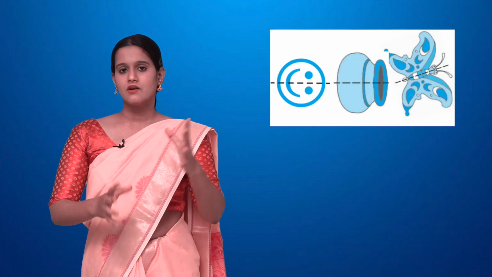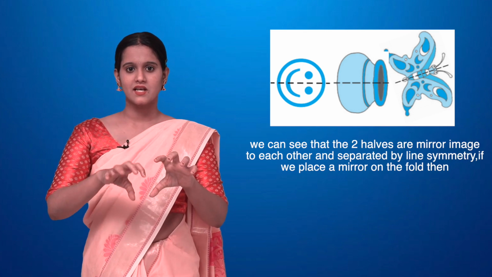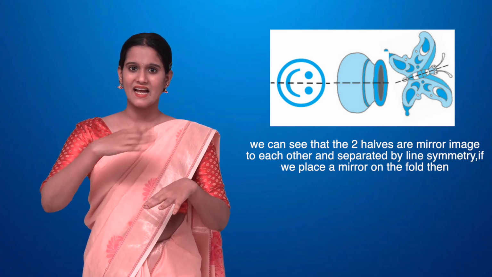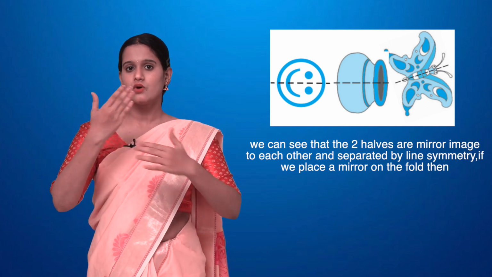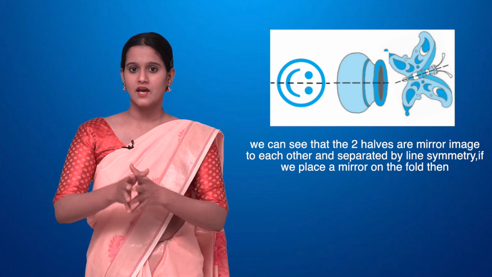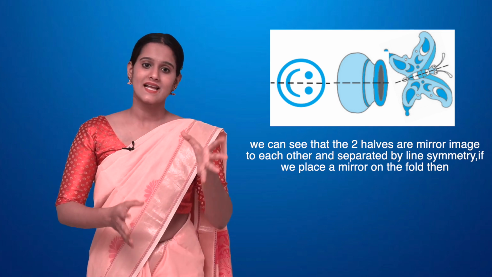So let's see what symmetry is. For that, let me consider a few diagrams. Here you can see there are two halves. There is a smiley, a bird and a butterfly. Each is cut by a middle line, so there are two halves. These two halves are mirror images of each other, separated by that line, and that is called line symmetry.